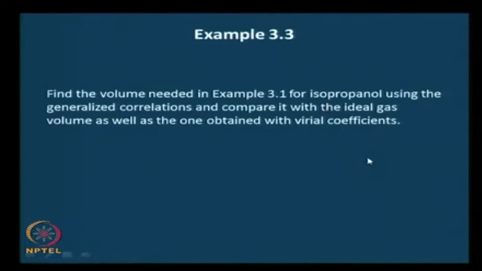Let me let you think about how to go about doing it, and get your bearings straight. What we need is the volume, the same as example 3.1 for isopropanol under the same conditions, but this time we are asked to use the generalized correlations and compare it with the ideal gas volume as well as the one obtained with the virial coefficients. These two we already have from the previous examples. Can you take a few minutes, maybe 5 minutes, to see how you would go about doing it, and then I will present a part of the solution. Go ahead please.